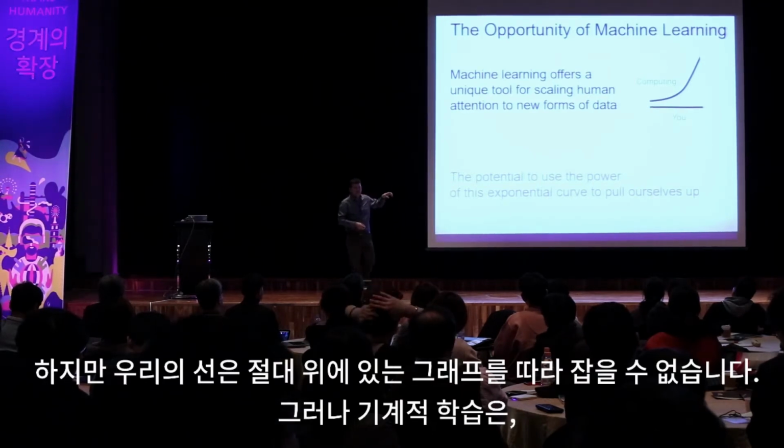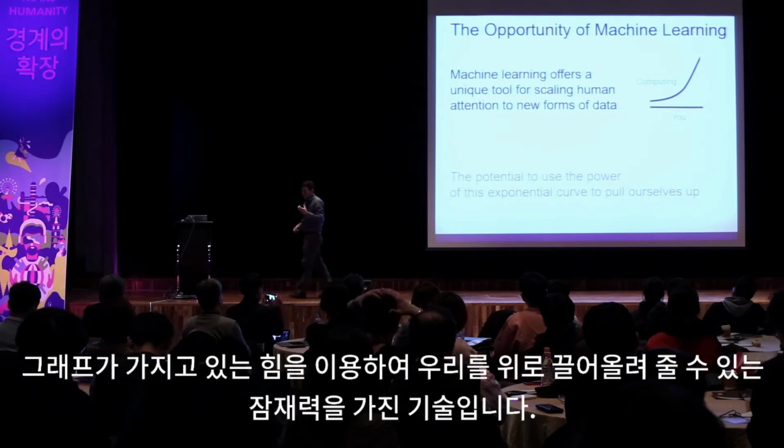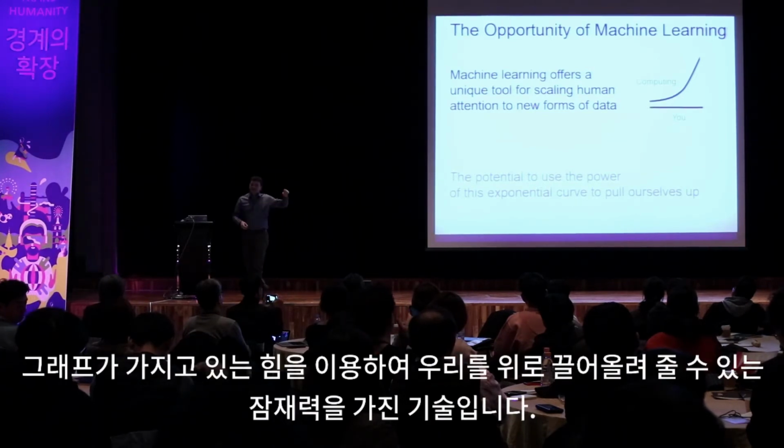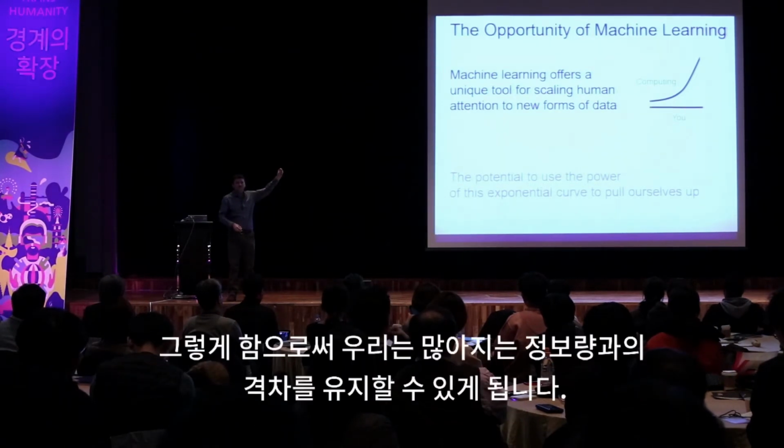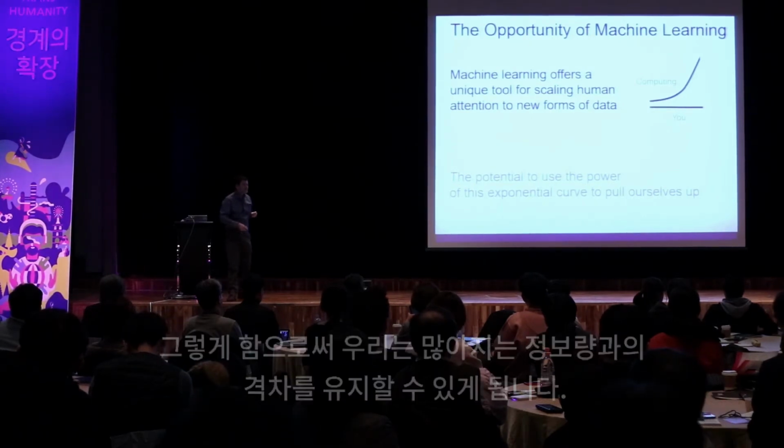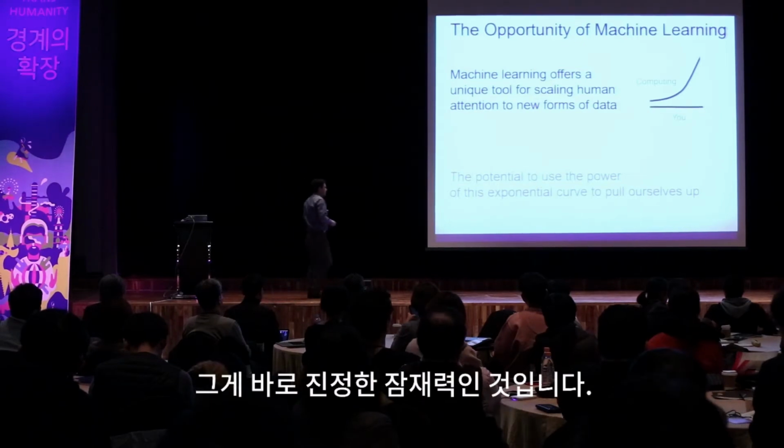And so machine learning is one of these techniques that has the potential to use the power of that curve to pull ourselves up onto it so that we can keep pace with that information and that data in the world. Okay? And so that's the real potential here.